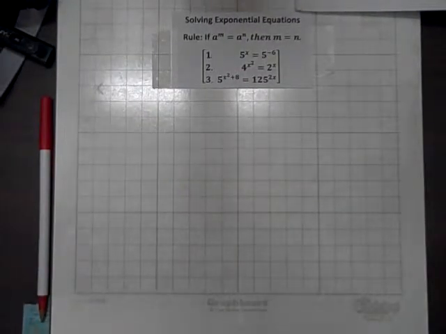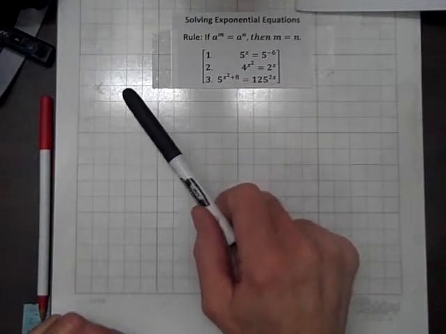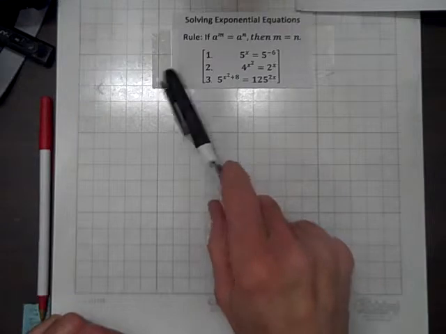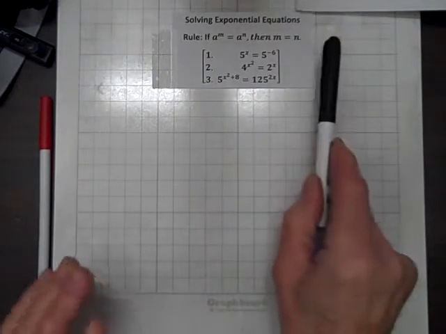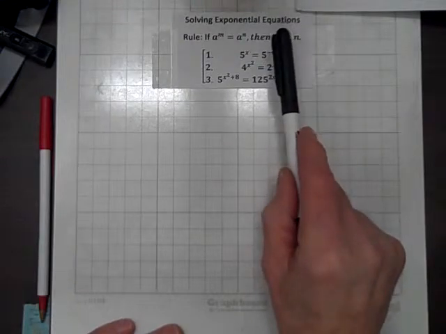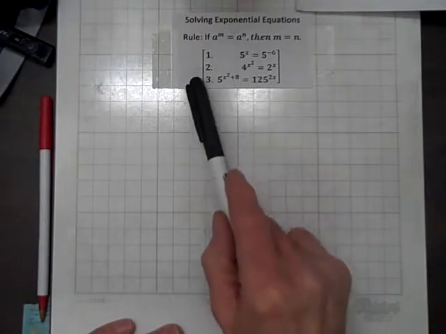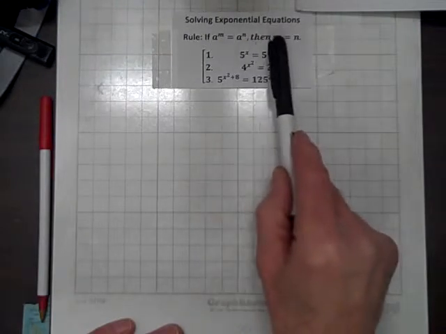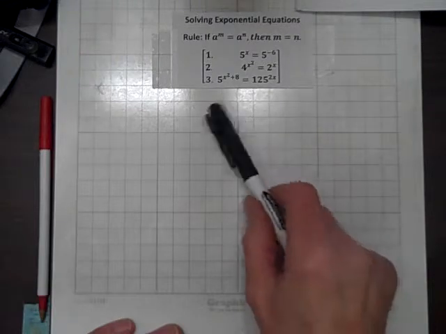Well, this time around we are going to solve exponential equations. And we're going to use the rule, if a to the m equals a to the n, the only way that's possible is if m equals n. Notice, identical bases. If that's the case, the exponents have to equate.